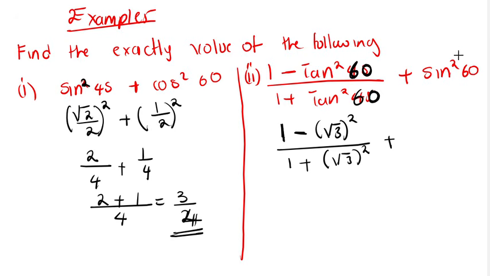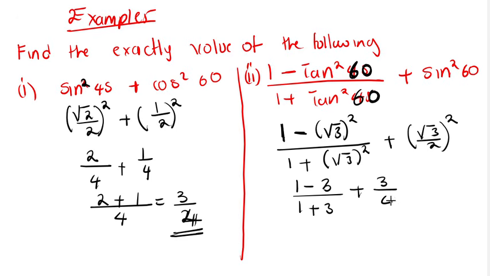When you look at this part, what is sine 60? So sine 60, it is root of 3 over 2. Now it is squared, so it is squared. So you have to say 1 minus. When you square that, what's the answer? It is 3 over 1 plus 3 plus. What will be the answer? It will be 3 over 4.